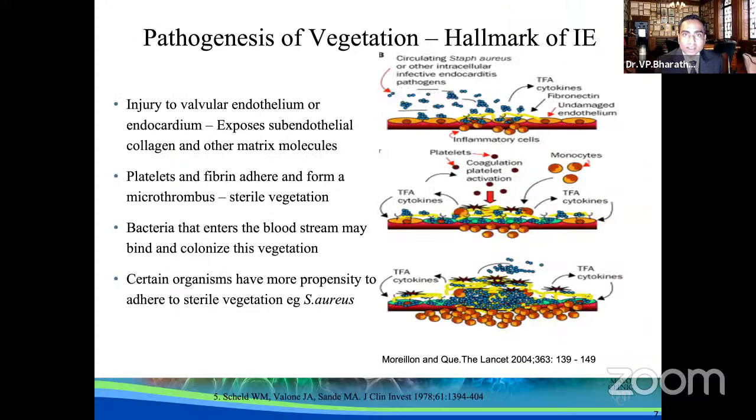So let's look at the pathogenesis of vegetation, which is one of the hallmarks of infective endocarditis. It starts with injury to the valvular endothelium or endocardium, and that subsequently exposes the subendothelial collagen and the matrix molecules. This exposed endothelium attracts the platelets and fibrin, which eventually form the microthrombus, which is basically a sterile vegetation.